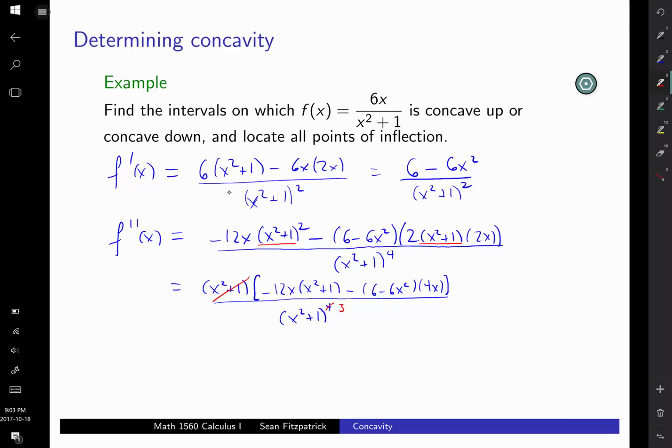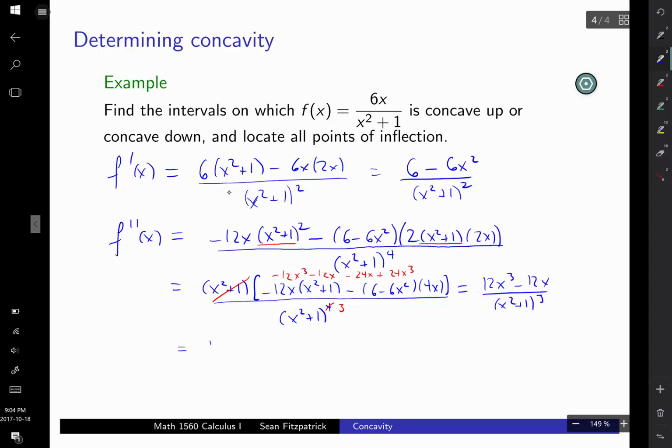And what do we have if we expand things here? We've got minus 12x cubed minus 12x, minus 6 times 4x, minus 24x, minus 6x squared, that's plus 6x squared times 4, that's 24, plus 24x cubed. So if we simplify 24x cubed minus 12x cubed, we've got 12x cubed minus 12x over (x squared plus 1) cubed.